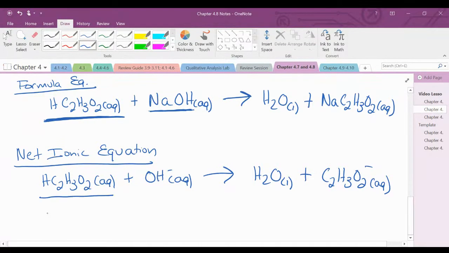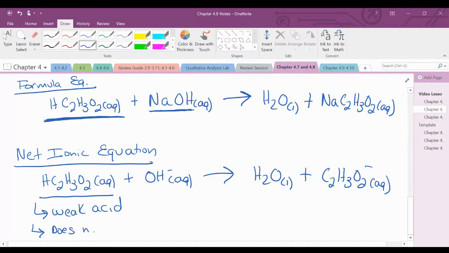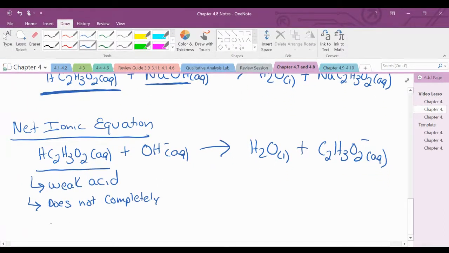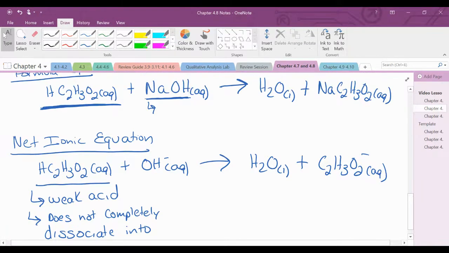This is a weak acid. It does not completely dissociate into hydrogen ions and acetate ions. Sodium hydroxide is a strong base, so it does completely dissociate.